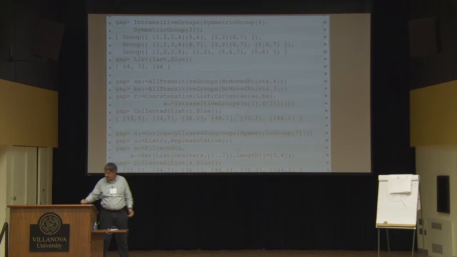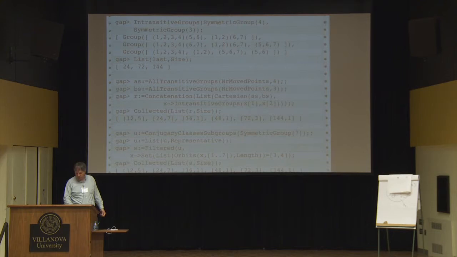But I now could do it, for example, for all groups on 4 points and on 3 points, and thereby find intransitive subgroups of degree 7 with an orbit of length 3 and length 4, and I can verify, just in case, since I was wondering, is my code correct? Yes, I got the same. I got really all the subgroups there.